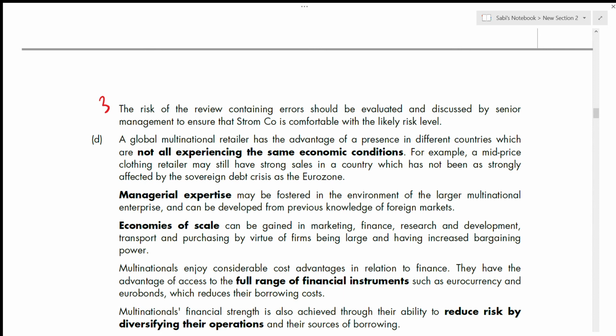Third one, they're asking about the competitive advantage of a global financial retailer versus a clothing retailer in just one eurozone country, right? This is very easy. This is the easiest. In fact, most of you can answer because we all know the general advantages of multinational companies. Now we just have to link it to the case study. That's it.